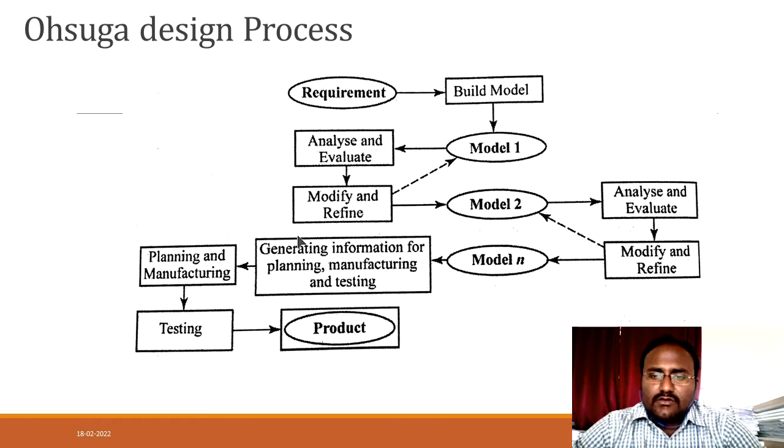A number of models means, according to the requirements, you have to choose a number of models. First you have to create the requirements, what requirements you have to follow. Then you have to create the model, so model 1 to n. Once the models are created, then you have to go for analysis and model refinement, then planning and manufacturing, then testing. Finally, it comes into the market. That is called the design process.